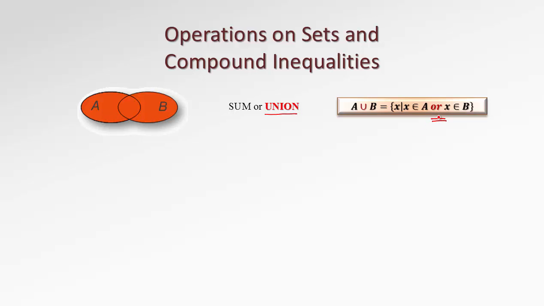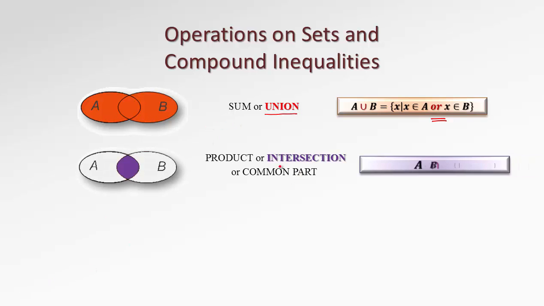That's important to remember. A point that belongs to the union of two sets must belong either to the first set or to the second set. Okay, what else can we do with sets? We can multiply them, creating a new set that is called intersection or common part. So the product, intersection, or common part of two sets is defined by the overlapping part.